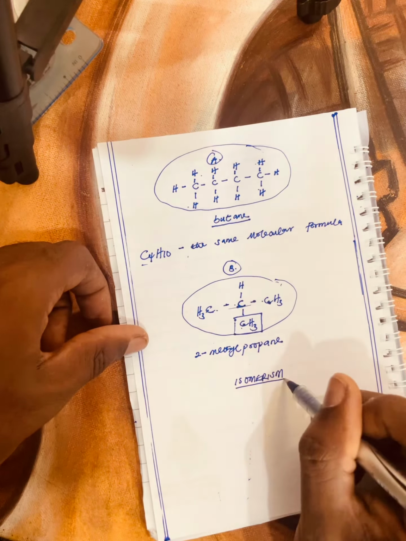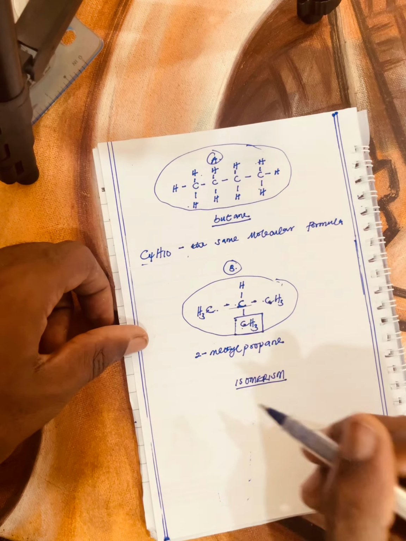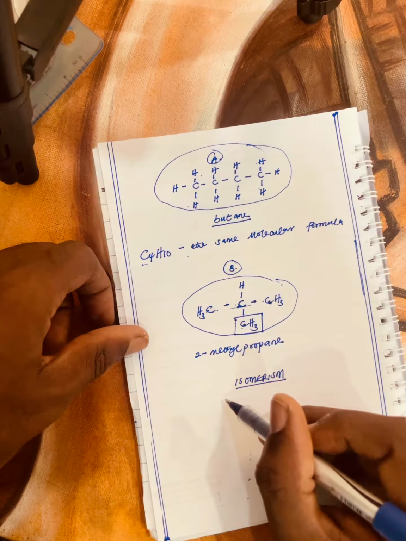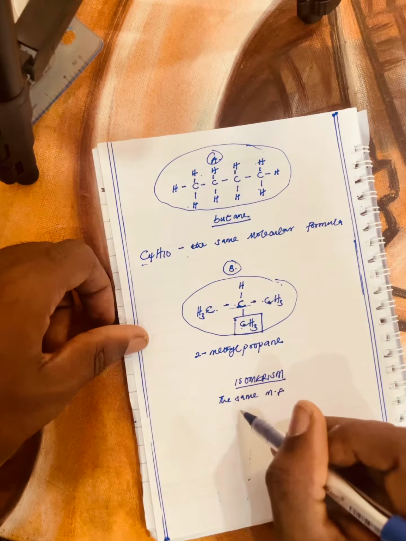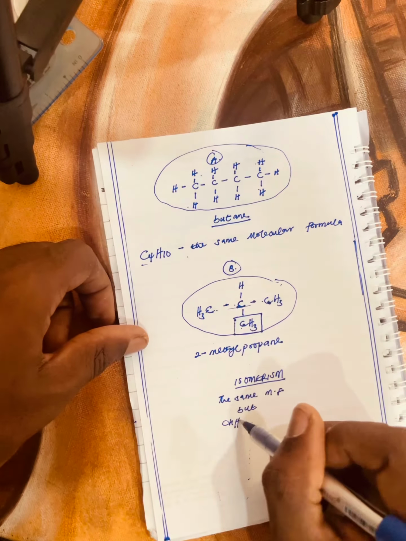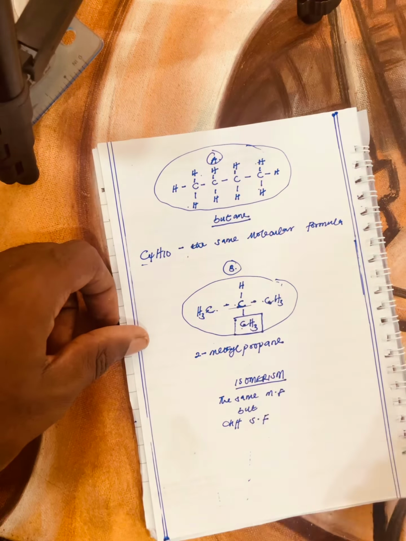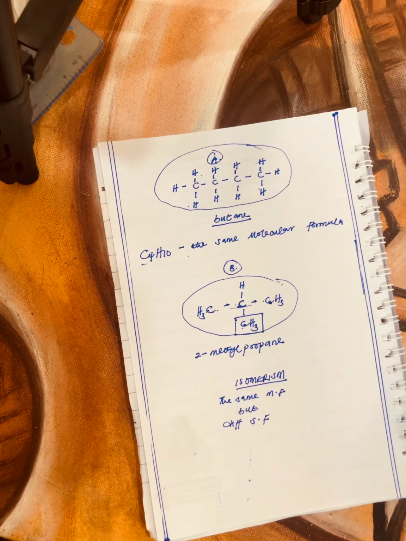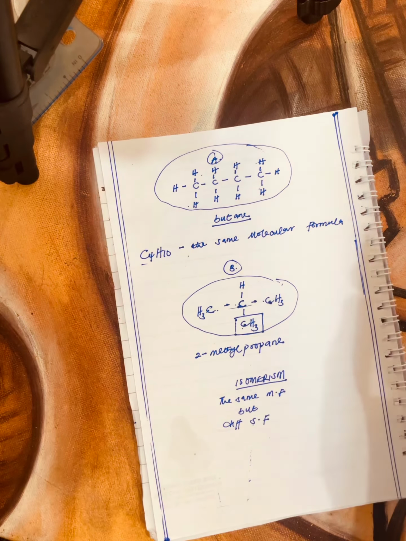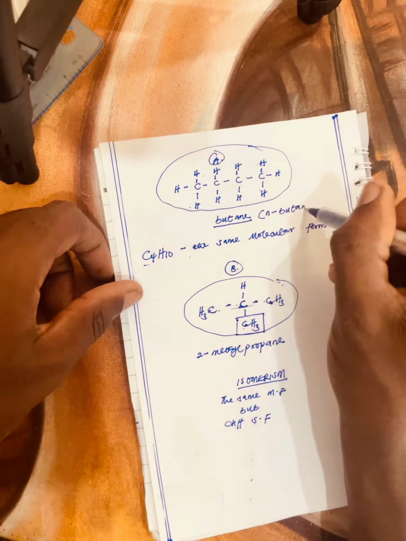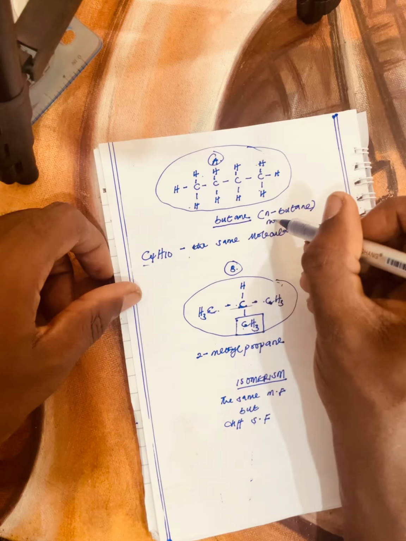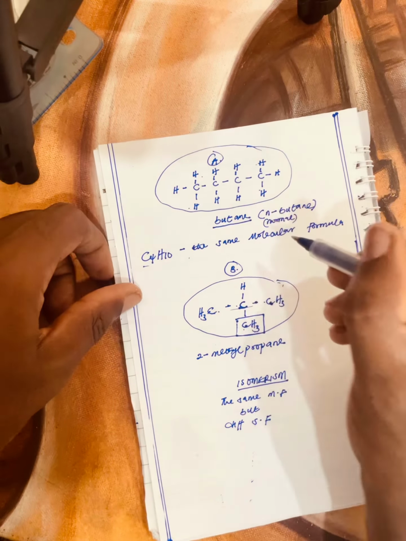So isomerism is a phenomenon whereby 2 or more organic compounds have the same molecular formula but different structural formula. Now, when you think about C4H10, you will look at it and say the first compound that comes to your mind is butane. Hence, we say this butane is n-butane. The n there stands for normal. So we say it is normal butane.